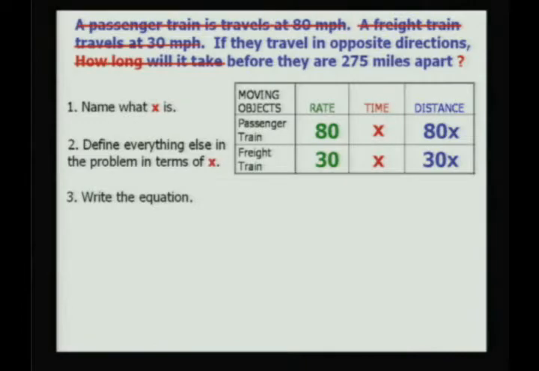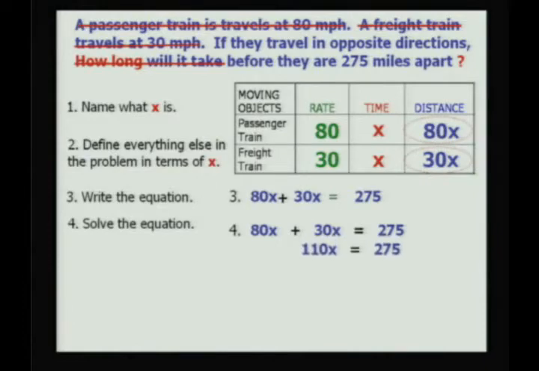Well, in this case, look at the 2 distances. They travel in opposite directions. The 2 distances have to add up to 275. So the distance the passenger train went plus the distance the freight train went has got to be 275, and you have yourself an equation. Step 4 is to solve that equation. We'll add like terms. Solve for X, and X will be 2.5.